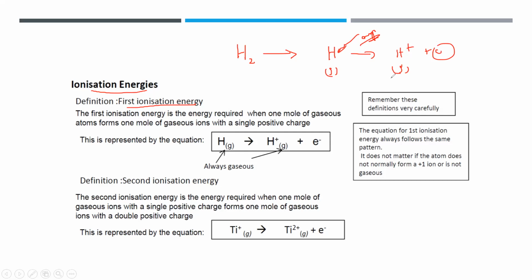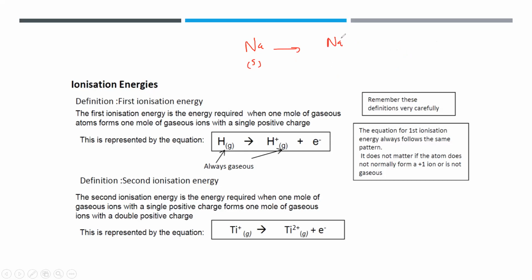So the energy which we supply so that the electron is removed from the shell, we call that first ionization energy. In the same way, if we have a sodium atom in a solid state, and we supply energy to turn it into a sodium ion in a solid state, is this an ionization energy? Yes or no? We supply energy to sodium in a solid state. Is the energy supplied known as ionization energy?